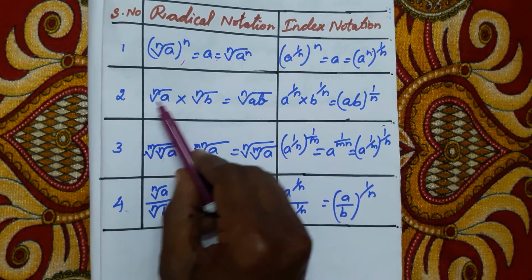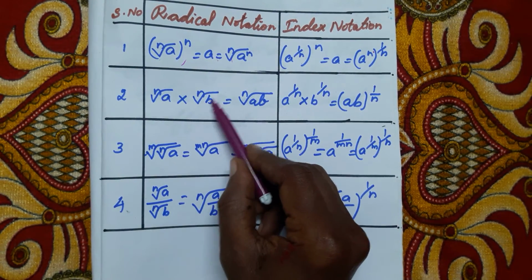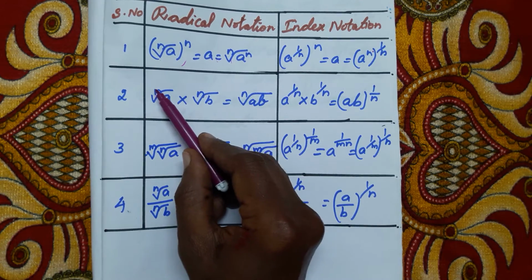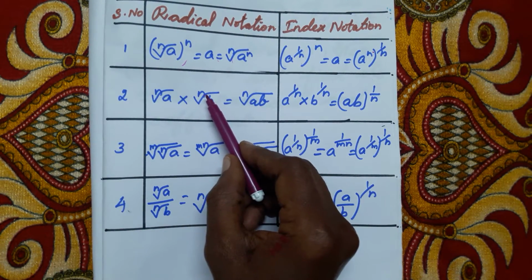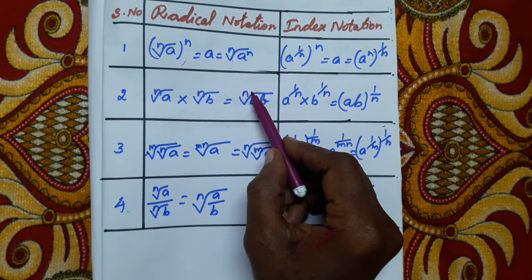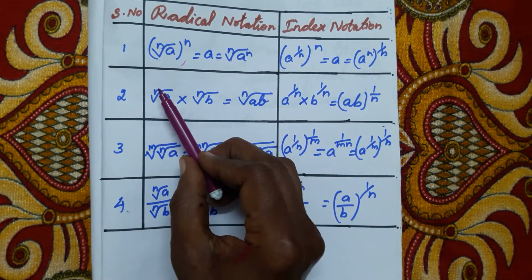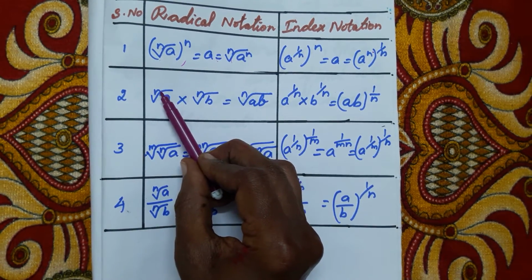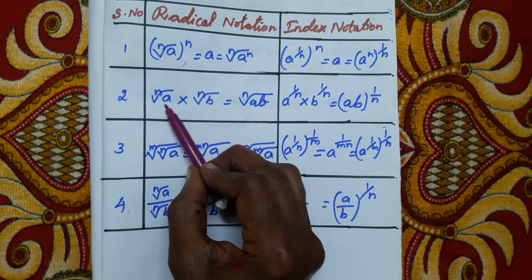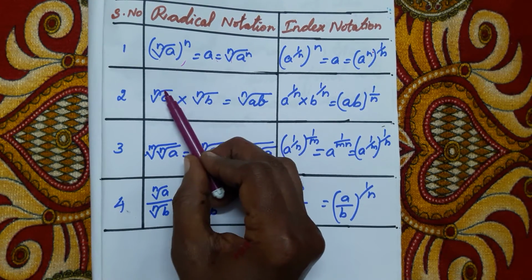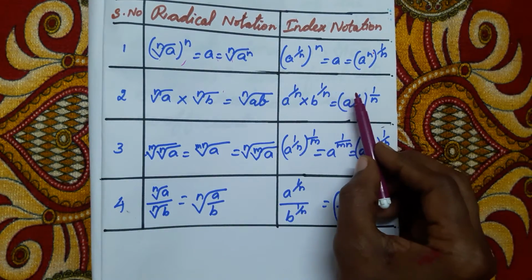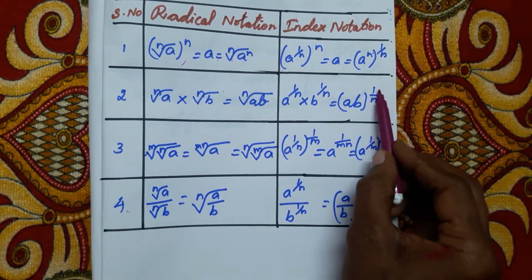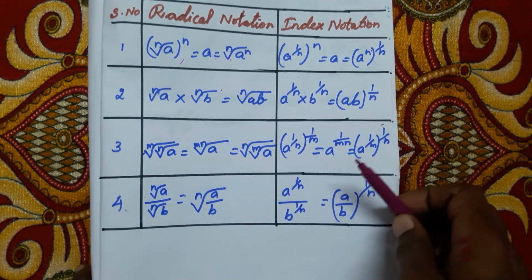Next, nth root of a into nth root of b is equal to nth root of ab. This we can write in index notation. How can we write it? a power 1 by n into b power 1 by n is equal to ab power 1 by n.